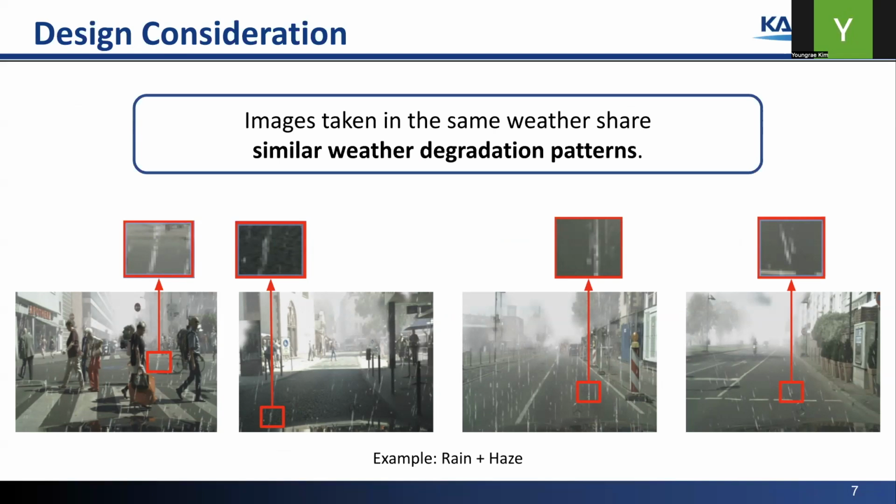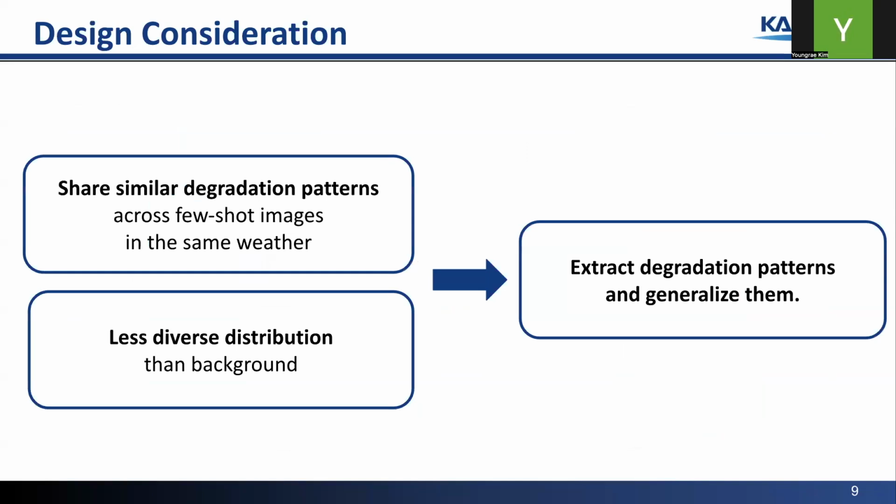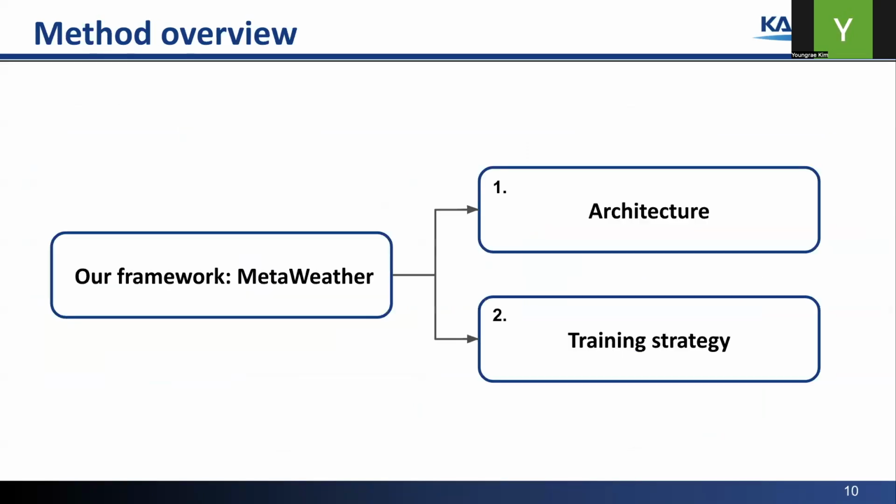We found that images captured under the same weather conditions share similar weather degradation patterns and have many overlapping features. We also observed that the distribution of degradation patterns is less diverse compared to the distribution of backgrounds. Therefore, based on the findings, we were motivated to develop a method that focuses on and generalizes to these degradation patterns. Our method is divided into two main components. One is the architecture, and the other is the training approach.